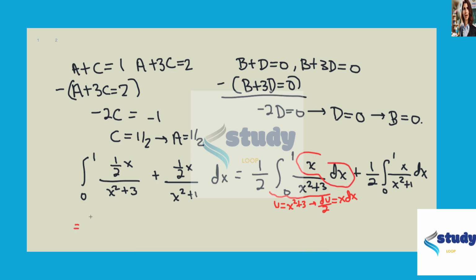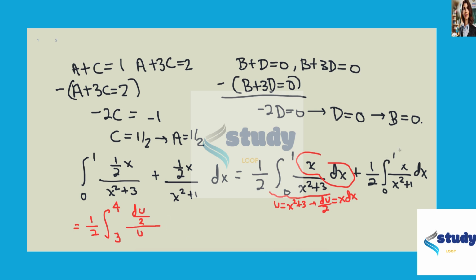So for this integral, we have 1/2. Watch out for those limits of integration. They may change. Here, you plug in x equals 0, and then we get u equals 3. That's our new lower bound. Plug in x equals 1, and then we get u equals 4. So that's our new upper bound. And then we have du over 2 on top, and in the bottom, we just have a u.